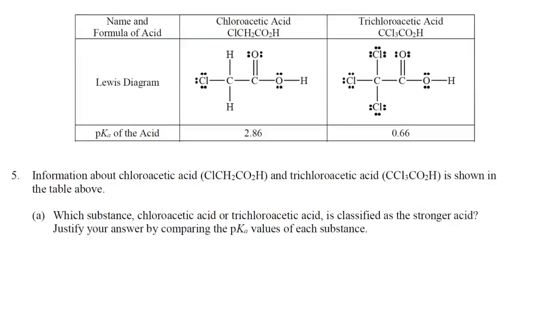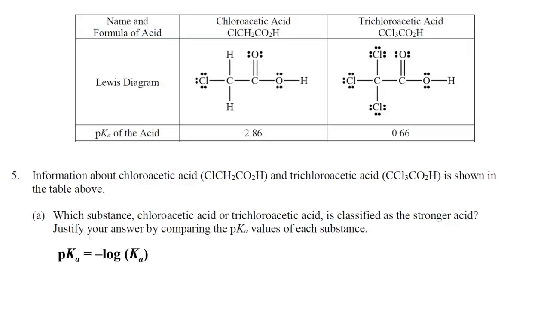Now, in question 5, it says information about chloroacetic acid and trichloroacetic acid is shown in the table above. Part A, which substance, chloroacetic acid or trichloroacetic acid, is classified as the stronger acid? Justify your answer by comparing the pKa values of each substance. So we have a pKa of 2.86 and we have a pKa of 0.66.